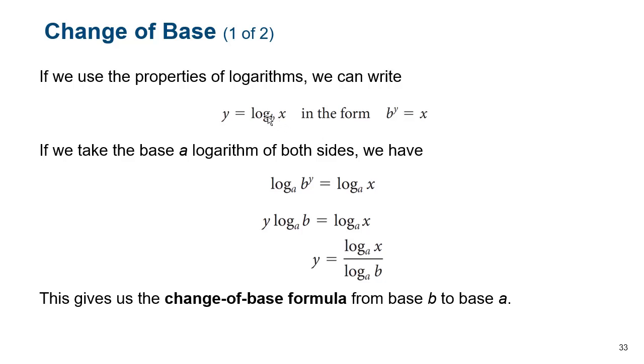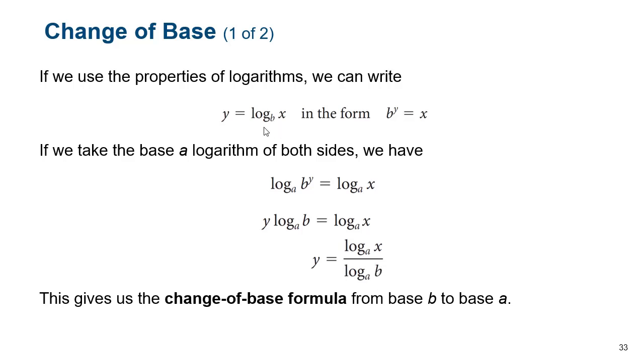So first of all, we know that log base b of x can be written as b to the y equals x. Therefore, we know that log base a of b to the y is the same thing as log base a of x. We're just substituting these two things because they're equal to each other. Well, we know from the power of logs that if we apply this, the y comes out in front and we get y times log base a of b still equals this. Then we can divide both sides by log base a of b, and here we go. We get y equals log base a of x over log base a of b.